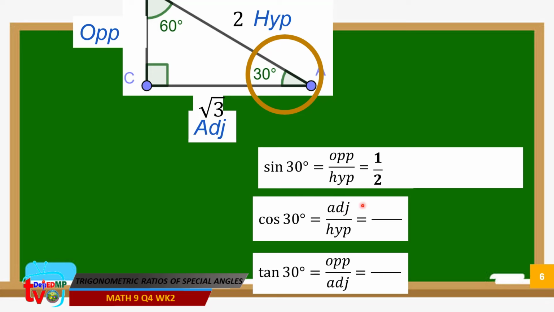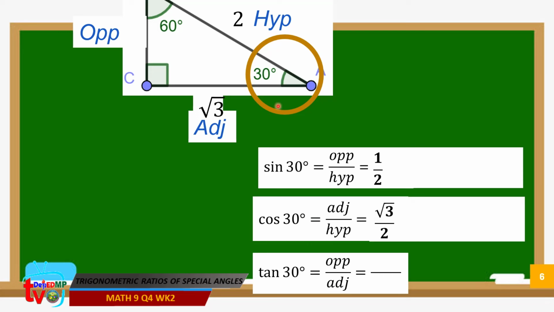Next, what is the value of cosine 30 degrees? Adjacent side is square root of 3 over the hypotenuse, which is 2. So we have square root of 3 over 2. This cannot be simplified further, so let's retain it as it is. Therefore, cosine 30 degrees is square root of 3 over 2.